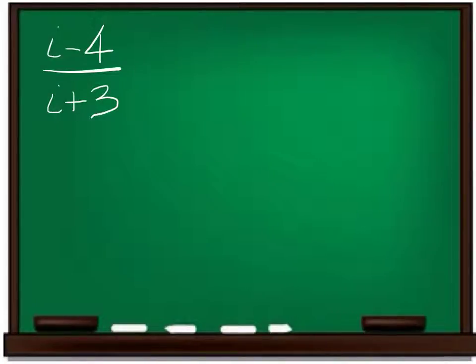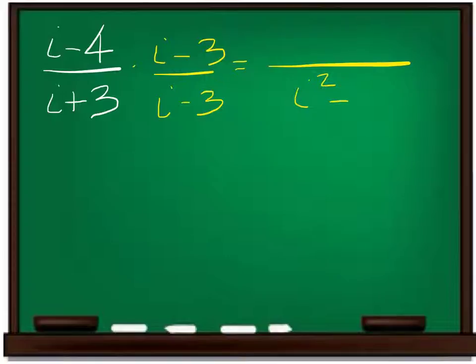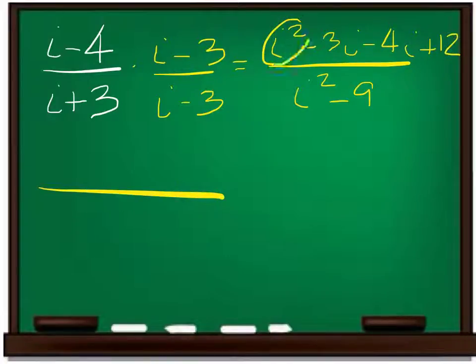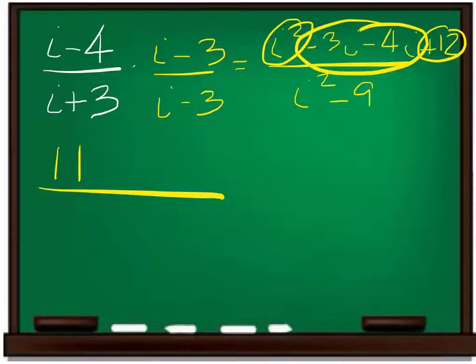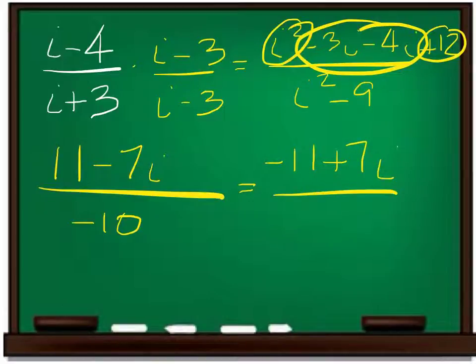On this problem, you have to multiply the top and the bottom by i minus 3. So on the bottom, you would have i squared minus 9, and on the top, it's i squared minus 3i minus 4i plus 12. For the top, it's minus 1 plus 12, which is 11, and the middle simplifies to minus 7i. The bottom is a negative 10, so change the sign of everything to come up with negative 11 plus 7i over 10.